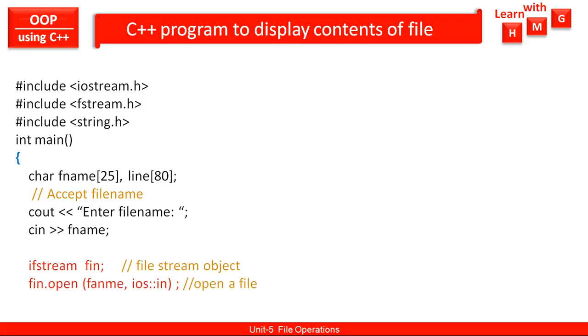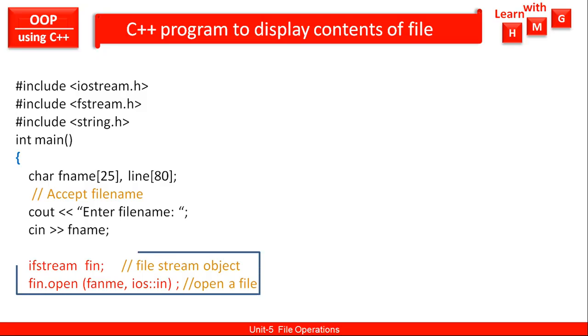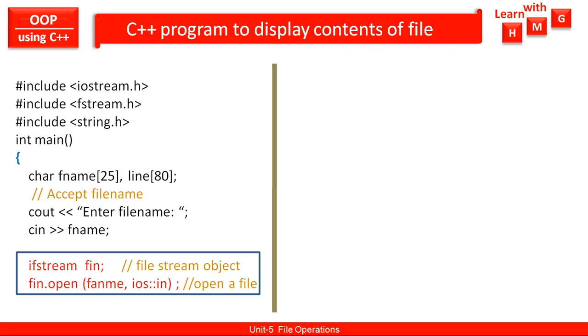a file. Using the fin stream object, open the file using the open function: fin.open(fname, ios::in). So here the fname, that is the given file, will be opened in input mode. This is the initial requirement to open the file in input mode. Then let us check whether the file exists or not.